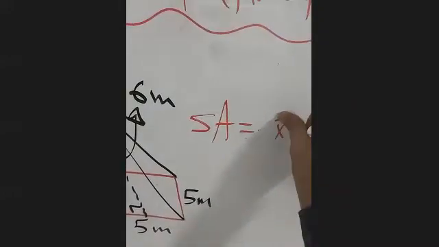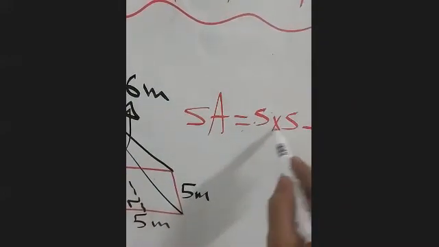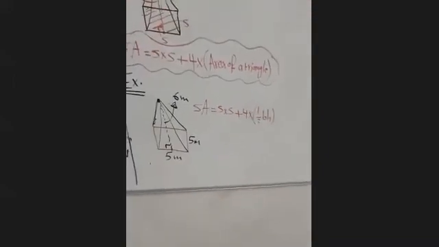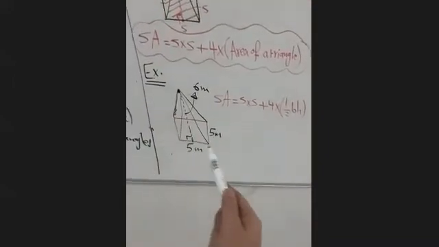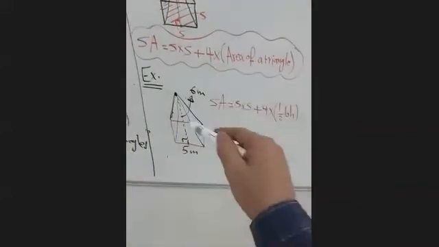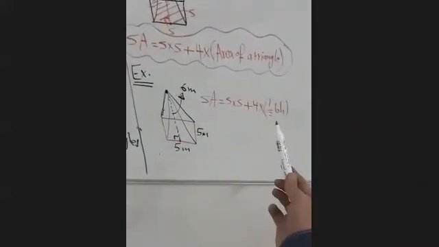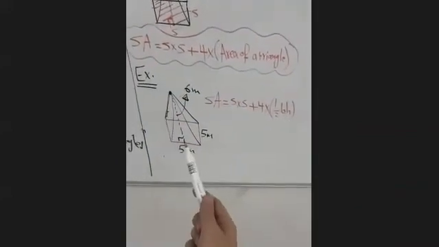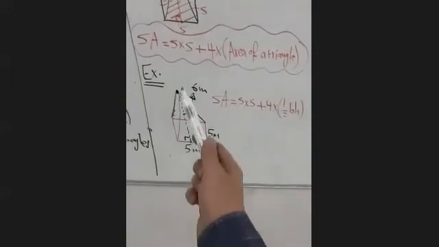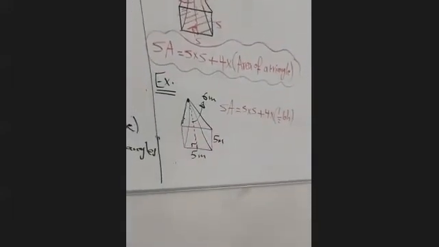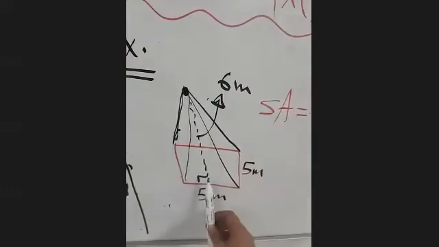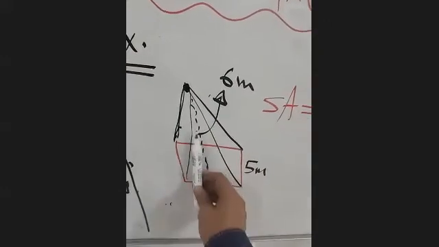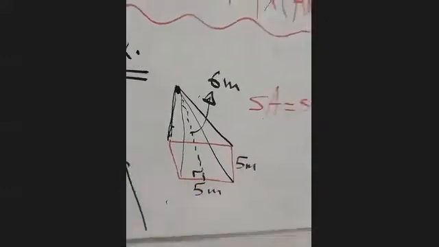I will write the formula. S by S, it's the area of the square, plus 4, because we have 4 triangles, half BH, base of the triangle and height of the triangle. How do we know the height? We always search for the right angle between the line and the base.